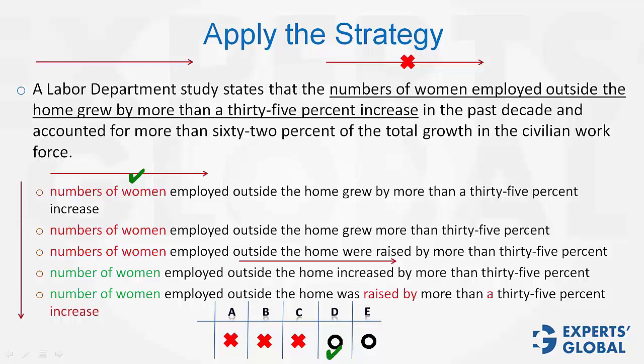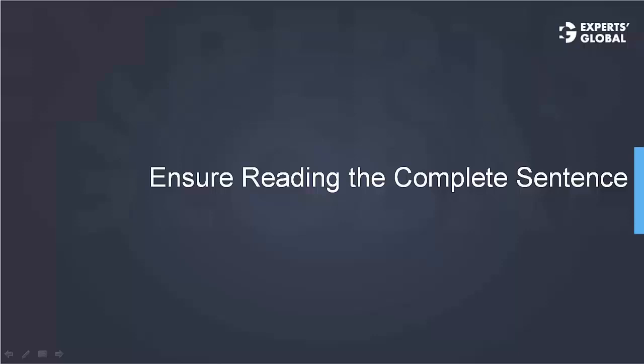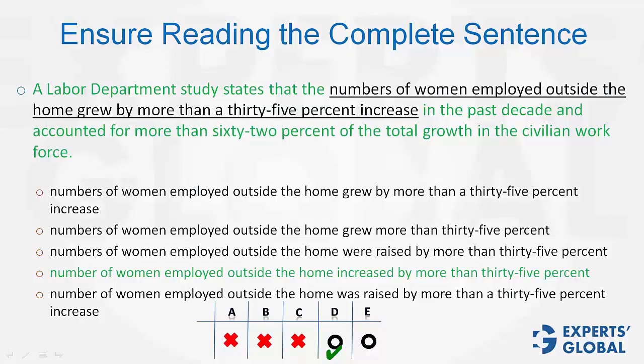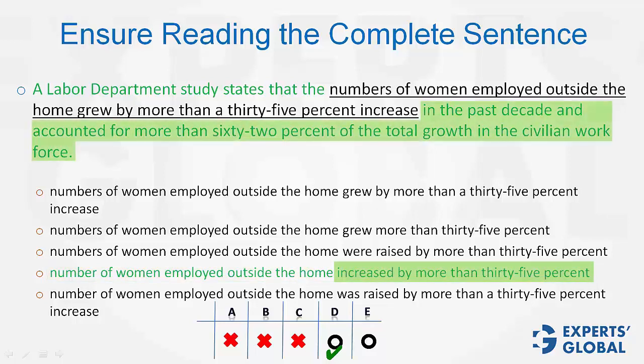However, please do not forget the last step, which is to ensure reading the complete sentence before marking an answer choice. So we must read the complete sentence once. A Labor Department study states that, coming to option D, number of women employed outside the home increased by more than 35%. And continue reading the mother sentence. Increased by more than 35% in the past decade and accounted for more than 62% of the total growth in the civilian workforce. The entire sentence seems to make sense, and therefore D is the correct answer choice.